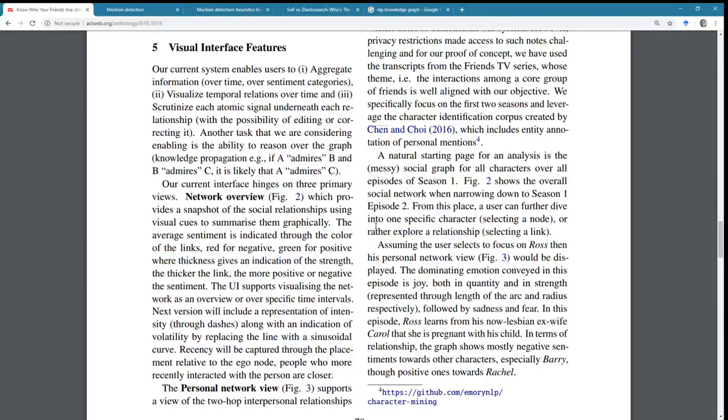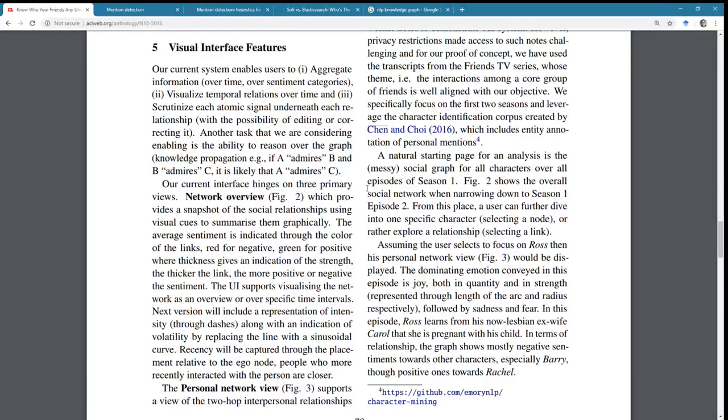A natural starting place for an analysis is the messy social graph for all characters over all episodes of Season 1. Figure 2 shows the overall social network when narrowing down to Season 1, Episode 2. From this place, a user can further dive into one specific character, selecting a node, or rather explore a relationship, selecting a link. An edge. A link? Do people say link instead of edge? I definitely say edge.